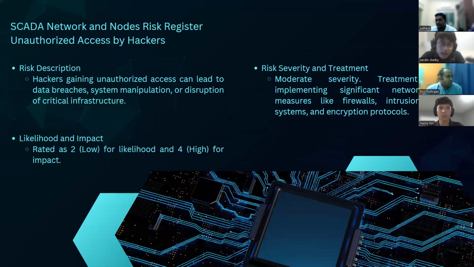So these are the three main risks in the risk register for the SCADA network. The first is unauthorized access by hackers. Hackers gaining unauthorized access can lead to data breaches, system manipulation, and also the destruction of critical infrastructure. The likelihood is rated 2, which is low, and the impact is 4, which is high.